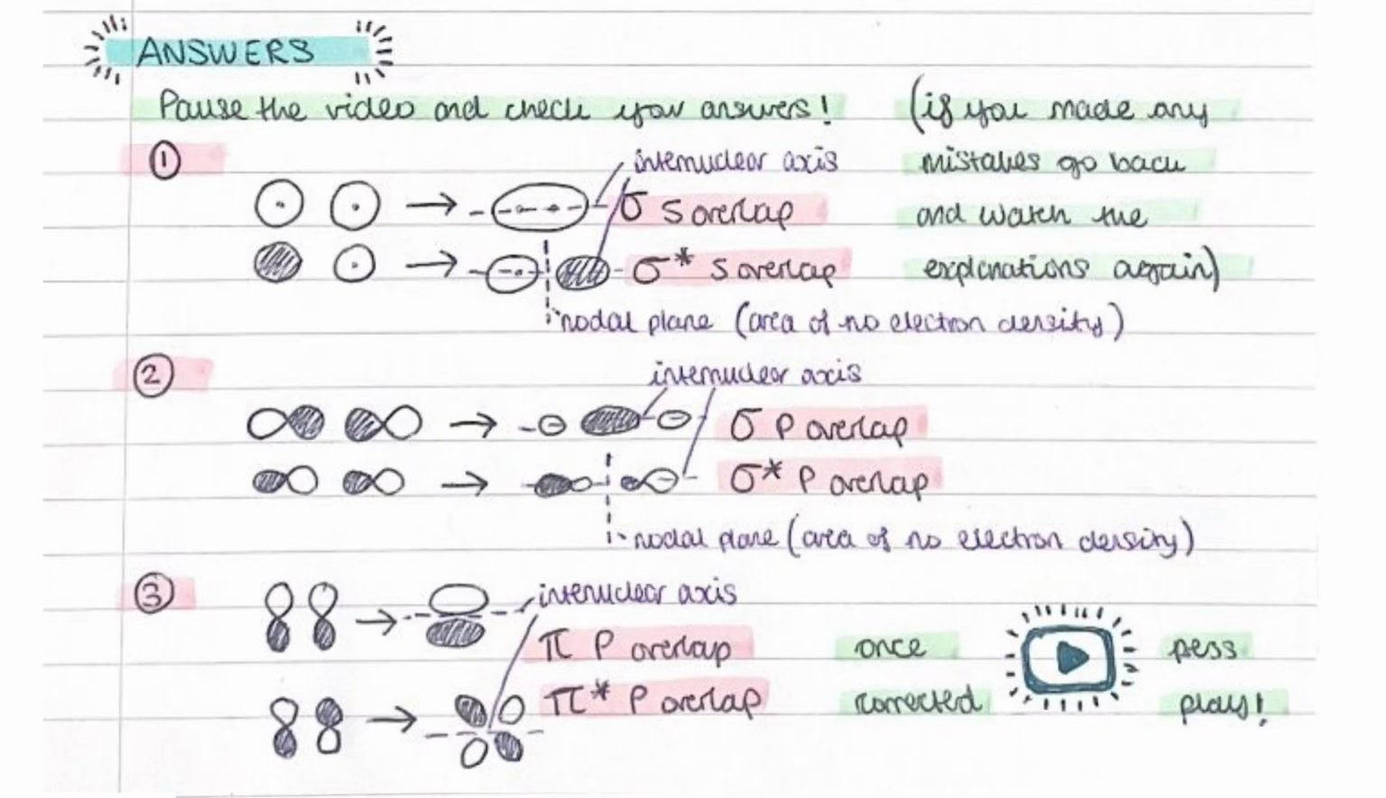So if they both overlap, that creates a bonding orbital. This also has an internuclear axis that's symmetrical about, so that's why it's sigma.